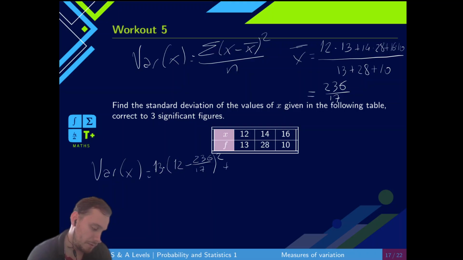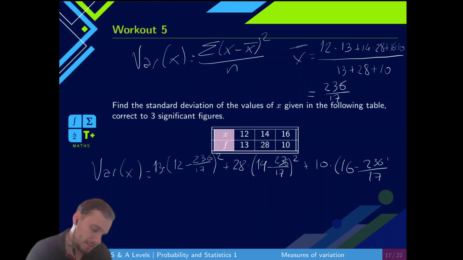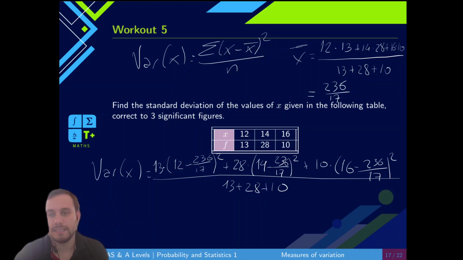Next value, I have 28 times 14 minus 236 over 17 squared, plus 10 times the value of 16 minus 236 over 17 squared. All that is going to be divided over the sum of the frequencies, that is 13 plus 28 plus 10. I'm not going to be doing that now. You can do it in your calculators.